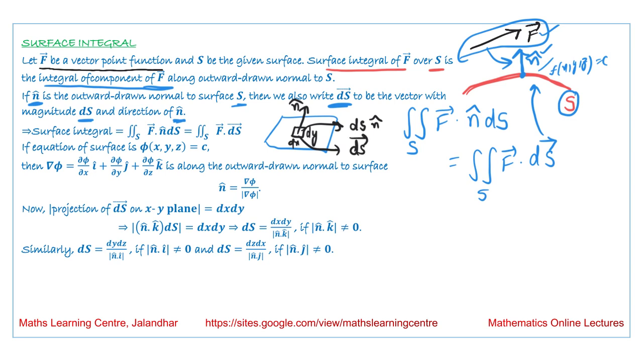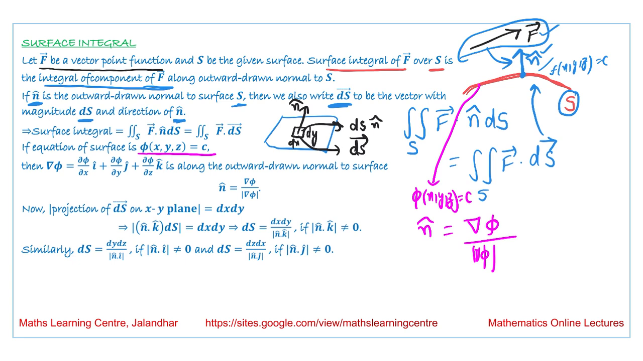Now next, if the equation of the surface is phi of xyz equal to c, then the direction of the normal to this surface is given by the gradient of phi over the length of this gradient. This is n cap, the direction of the normal to this surface.